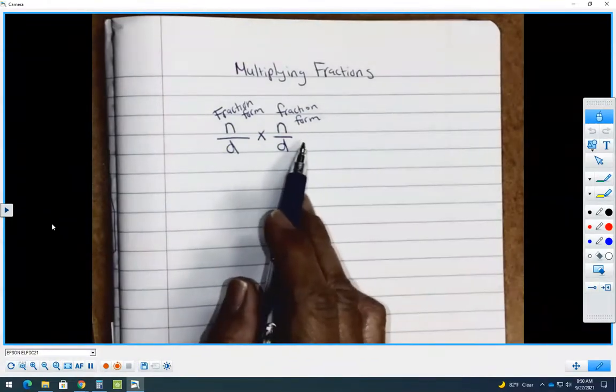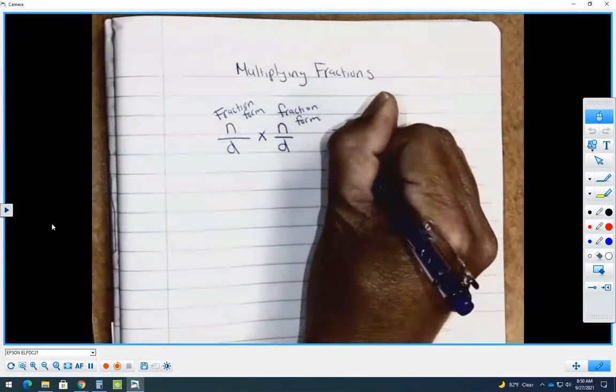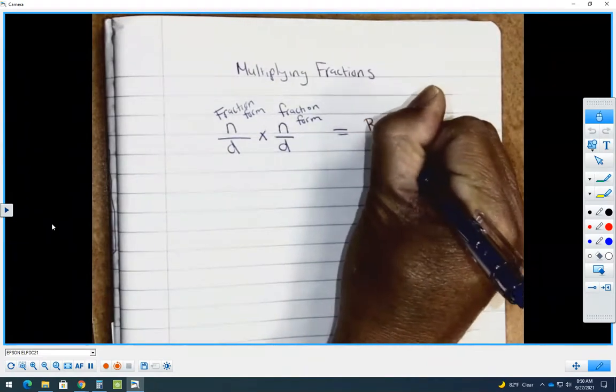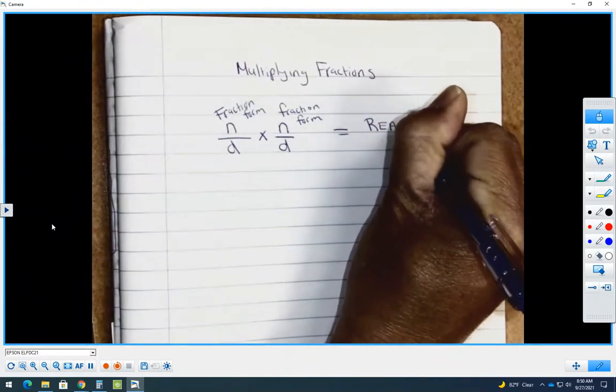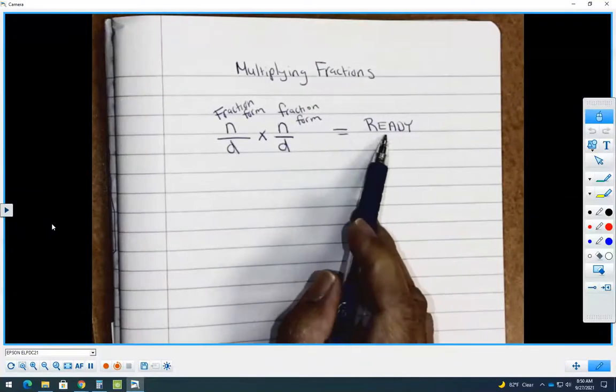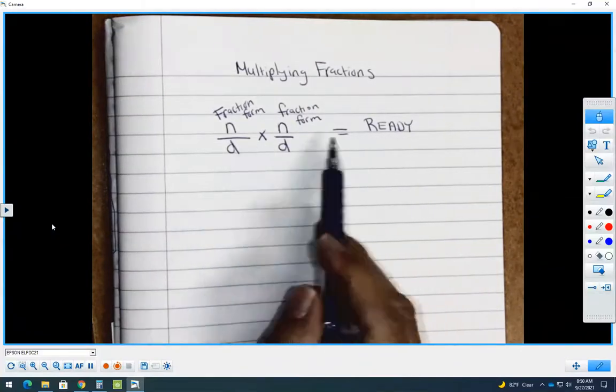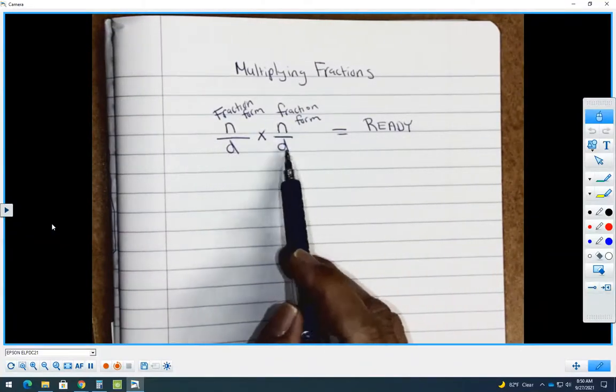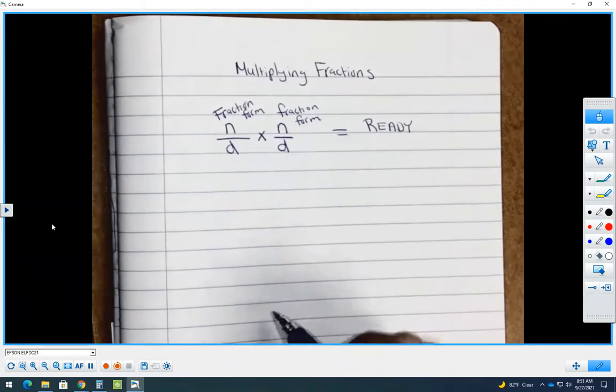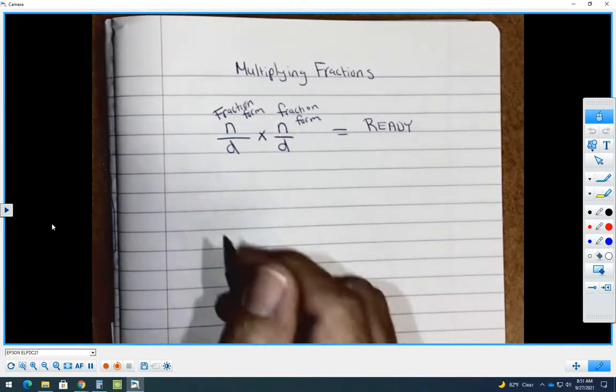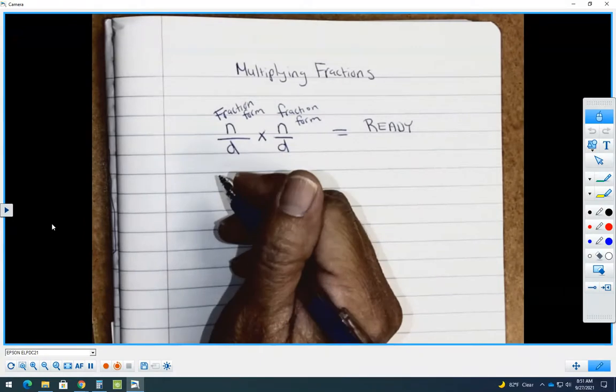So this is good. This one is ready to be multiplied. This is what I would consider as, okay, this guy is ready to be multiplied. We have a numerator, denominator, which is fraction form. He's ready to go. Now let me show you one that's not ready.